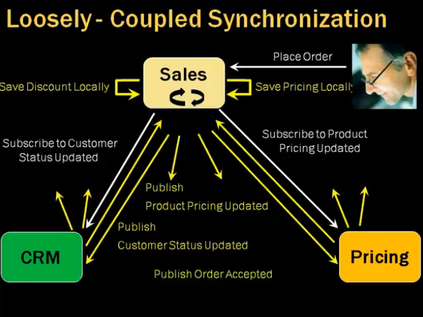Now, all of this stuff, all of this loose coupling that we're introducing opens up things that we may not have thought about before. In other words, what if pricing went down and didn't publish a new price list? What do we do in sales? Do we work off the old price list forever?